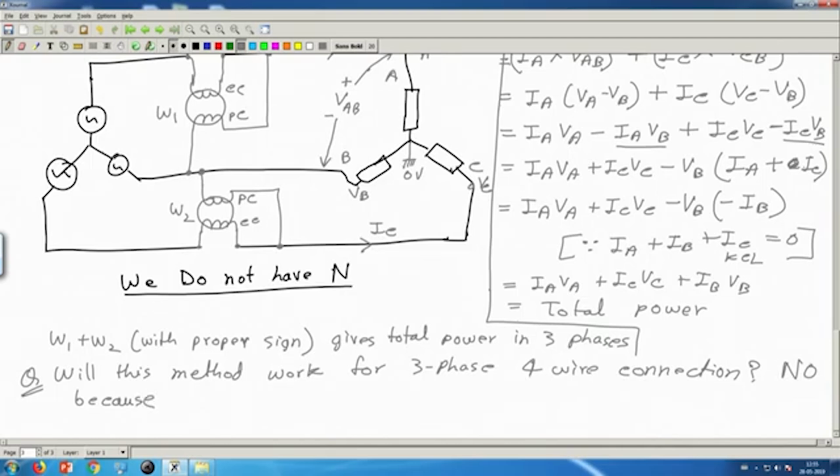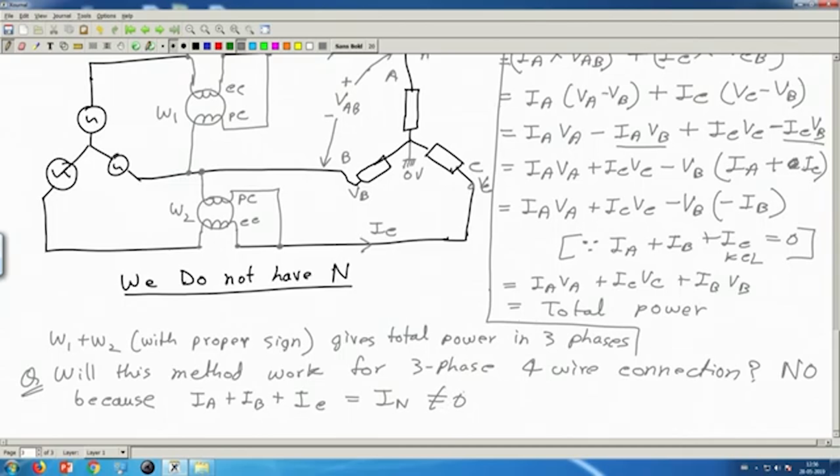if I have a 4th wire, then IA plus IB plus IC will be the same as IN, the neutral current, which need not be equal to 0. It is not necessary that this is 0 if I have a 4th wire. If I do not have the 4th wire, then there is no 4th current, so this is of course 0, and then this derivation is true. But if I have a 4th wire, then this is not true.